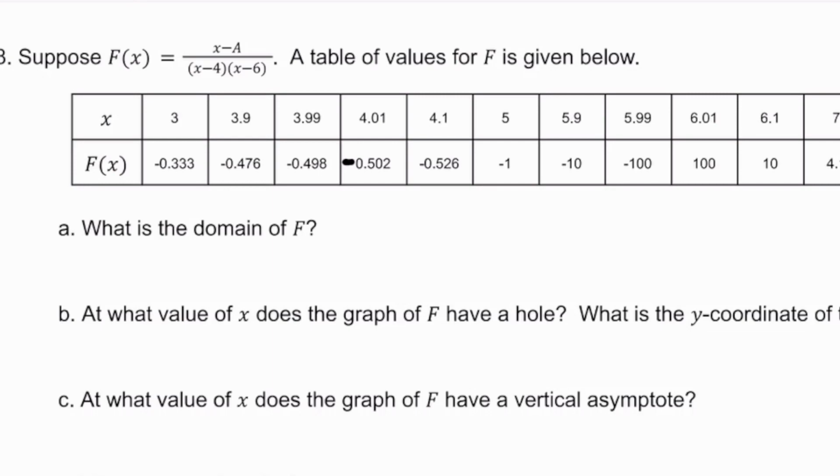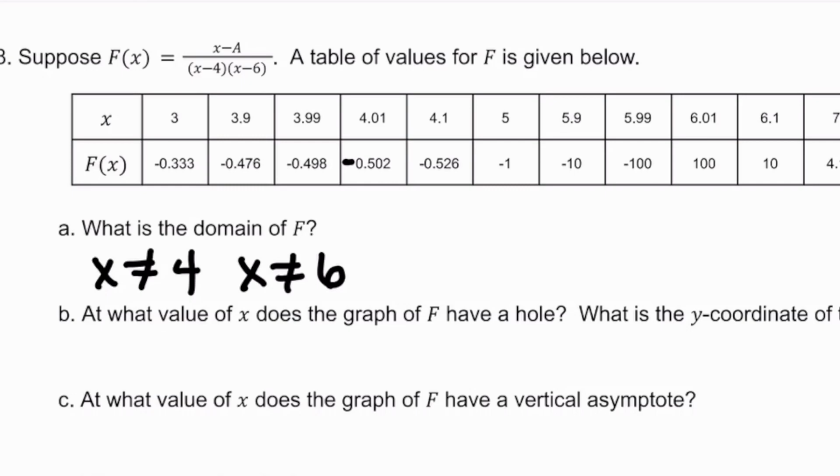That's going to be negative 0.502 at 4.01. What is the domain of f? Well, it's everywhere that doesn't cause the denominator to equal 0. So x is not going to be able to equal 4 because that would cause f of x to equal something divided by 0. And x is going to not be able to equal 6 because that would also cause the denominator to equal 0.